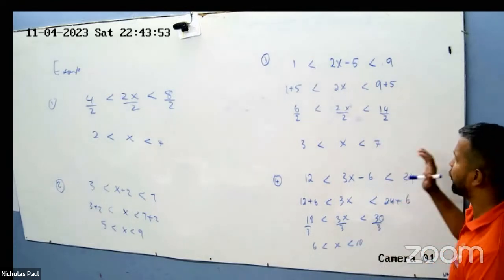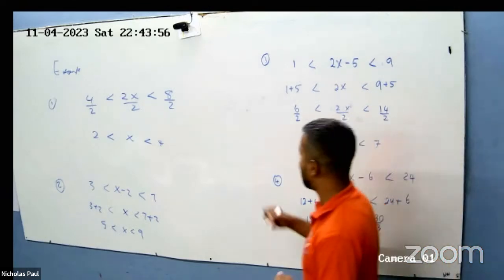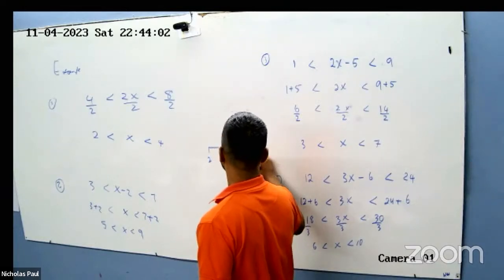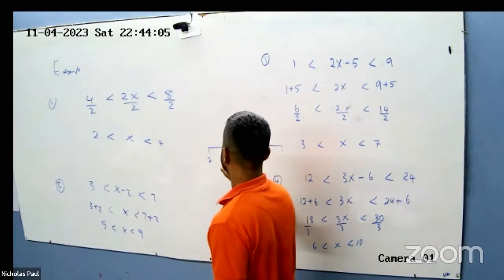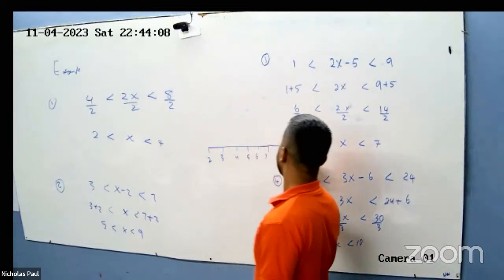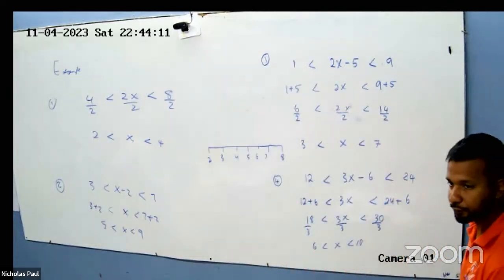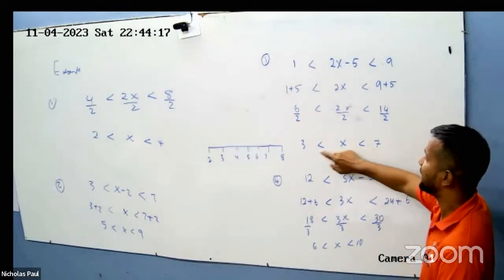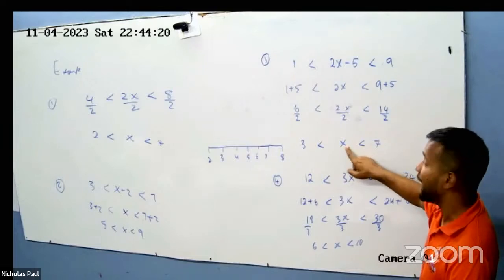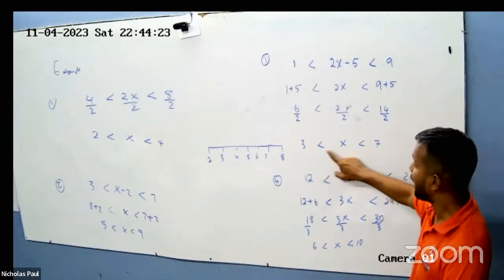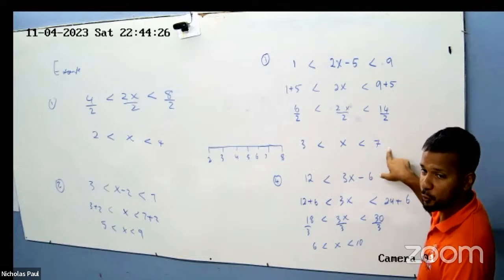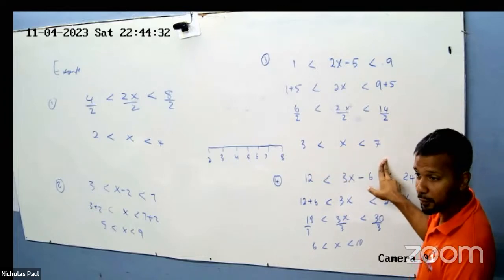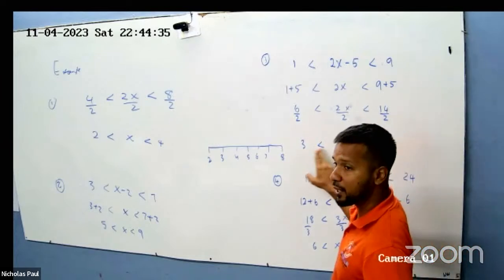Okay. How do you show this on a number line though? Any ideas? What does this say? This says that 3 is less than x, or x is more than 3, correct? And x is less than 7. So how do I show this on a number line? This is basically saying x is between 3 and 7.